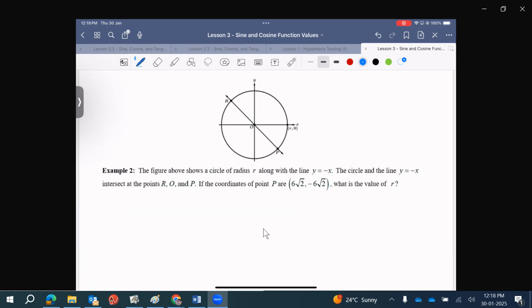So, example number 2. The figure shows a circle of radius r, along with the line y equals minus x. The circle and the line y equals minus x intersect each other at points R, O, and P. If the coordinates of P are given here as 6 root 2 and minus 6 root 2, what is the value of r?